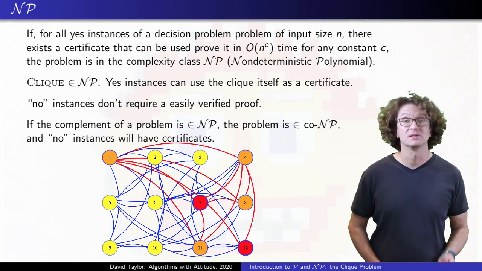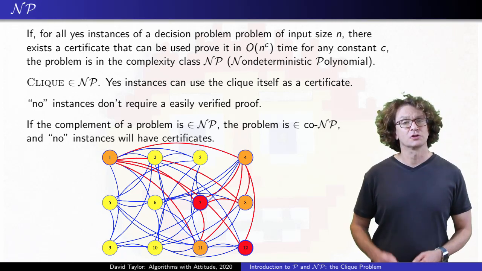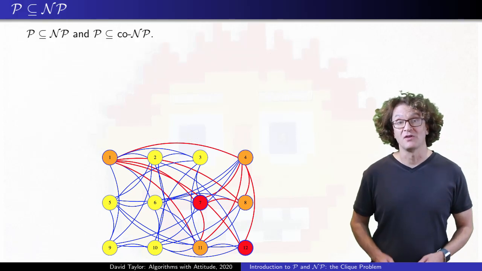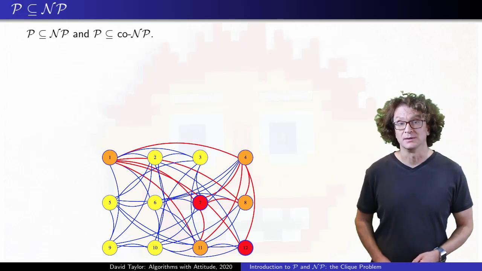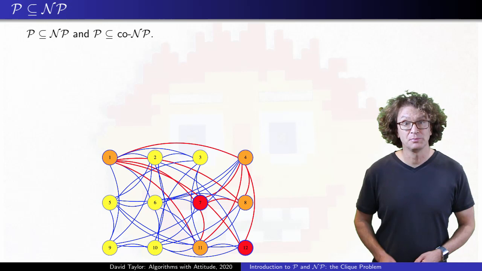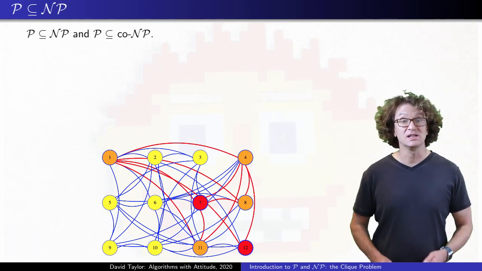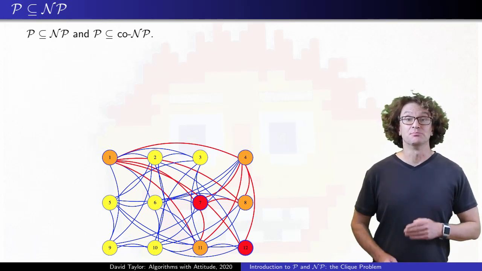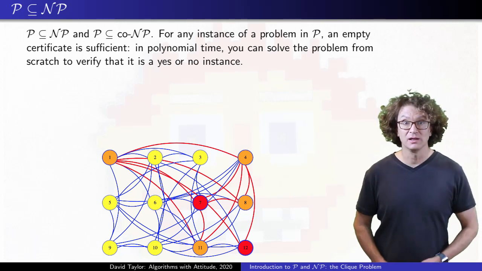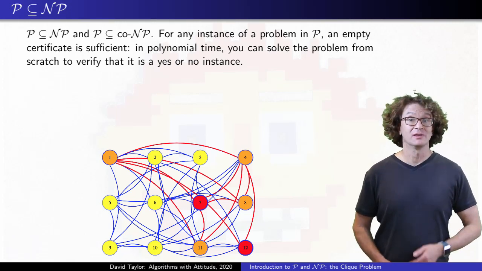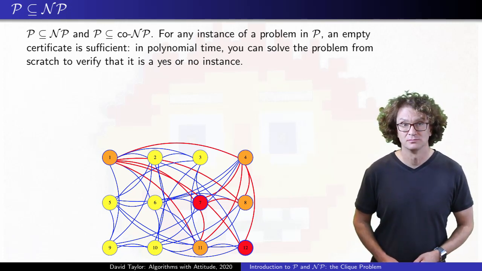Their complement is in NP. So for sure, P is a subset of NP and co-NP. For problems in P, instances don't need any certificate. In polynomial time, solve any instance, and that verifies that it has a yes or no answer.